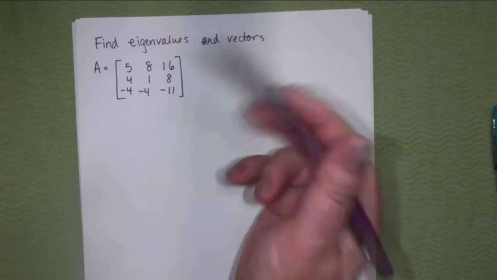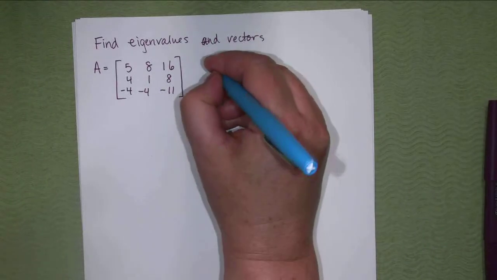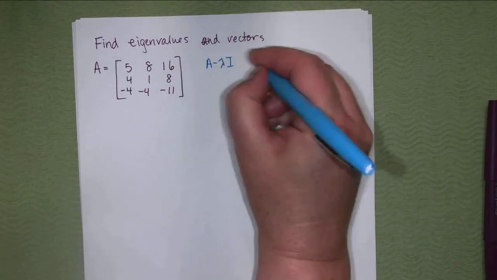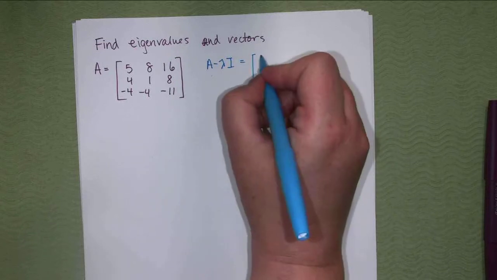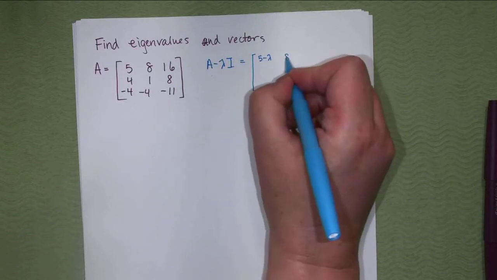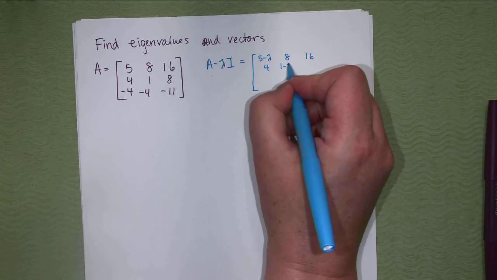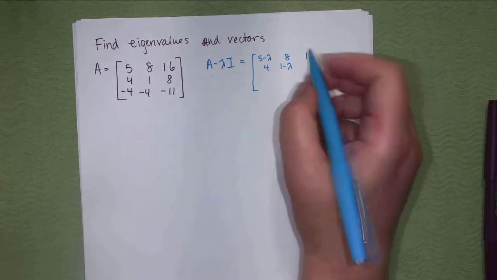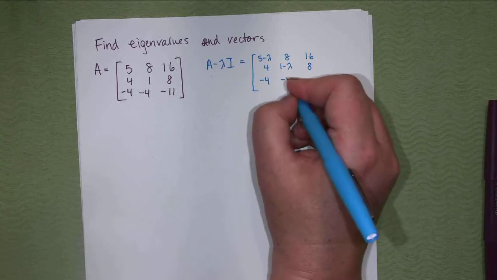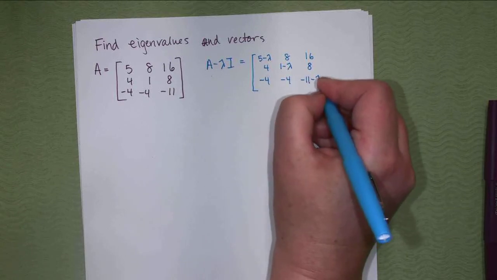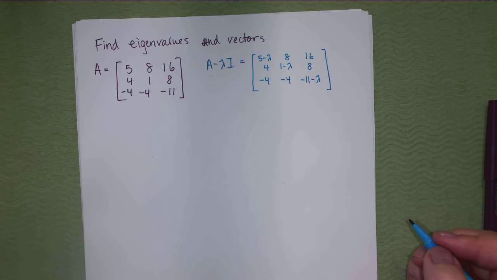So we'll try it. Step 1 is to find A minus lambda I, which, remember, is just subtracting lambda down the main diagonal. Spread it out a little bit so that you can still see the rows. Okay. Now we have to do the determinant of that.